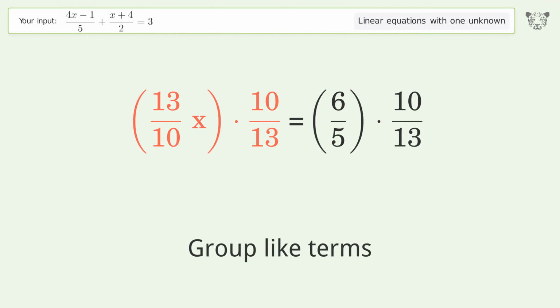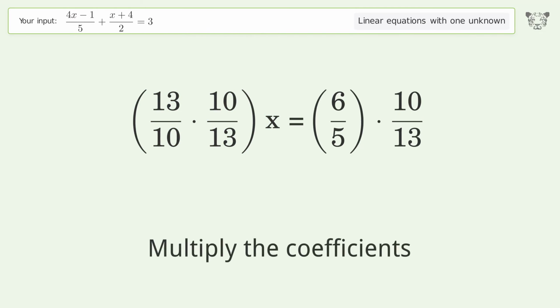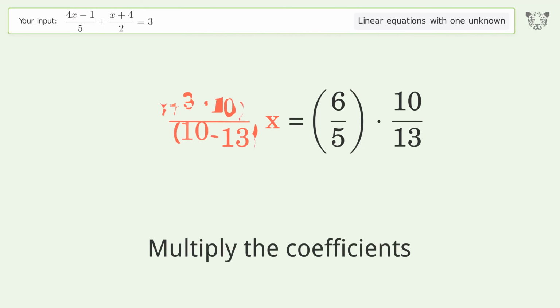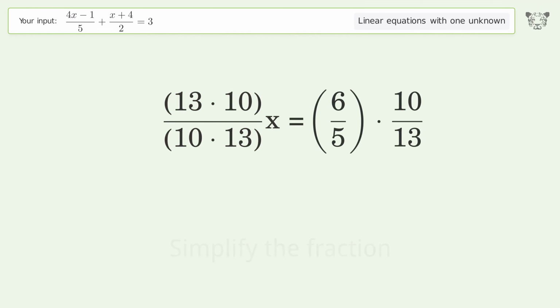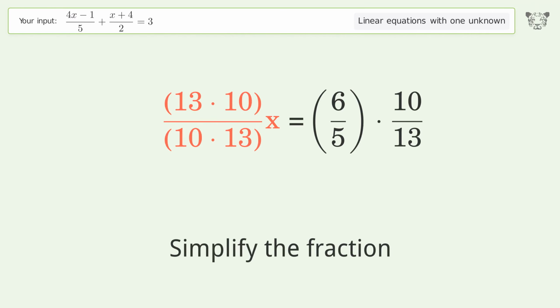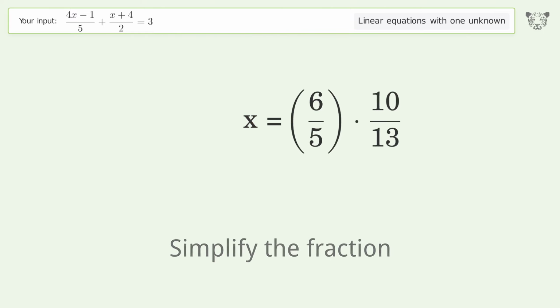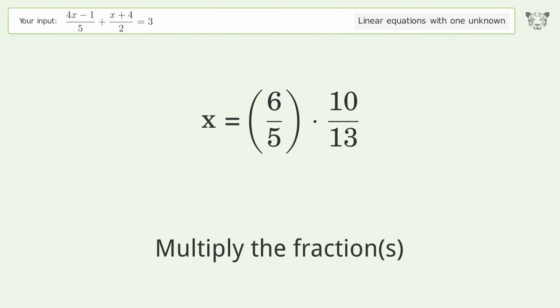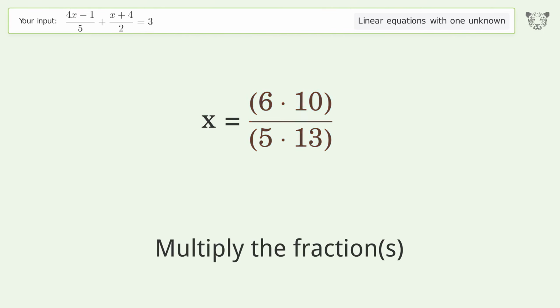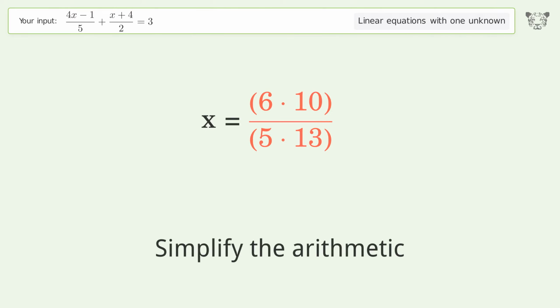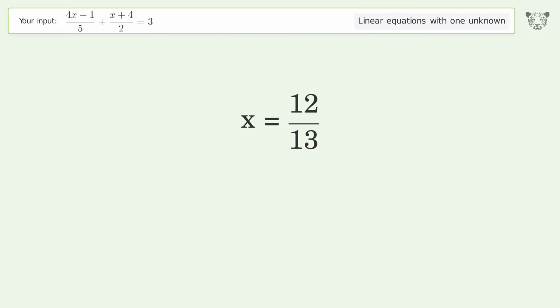Group like terms. Multiply the coefficients. Simplify the fraction. Multiply the fractions. Simplify the arithmetic. And so the final result is x equals 12/13.